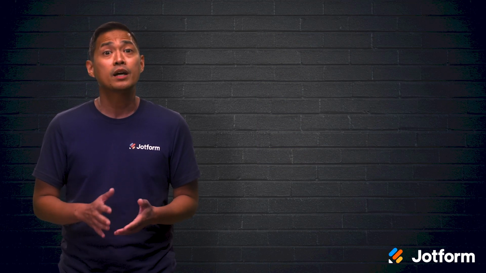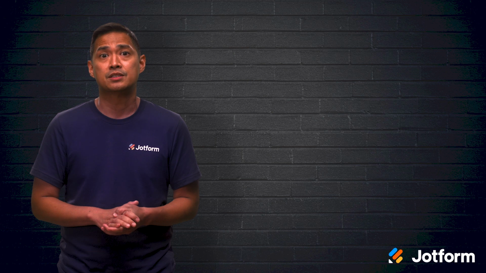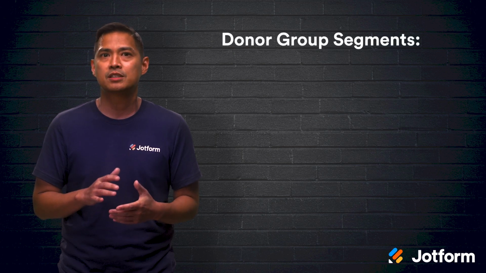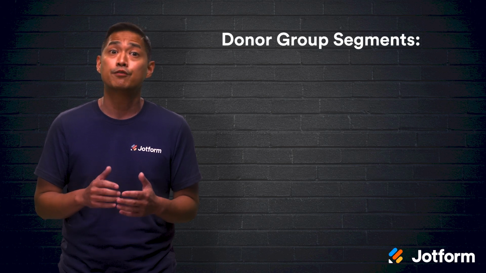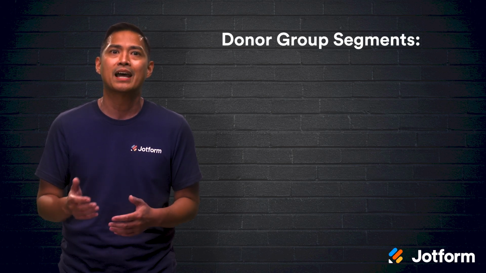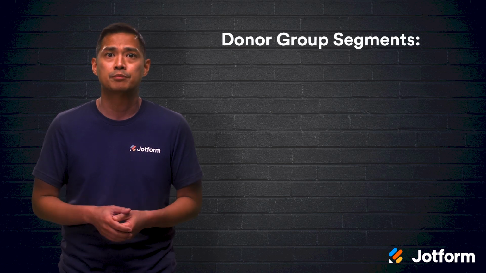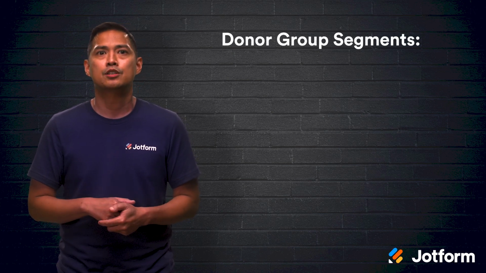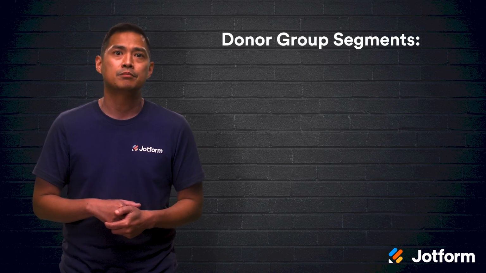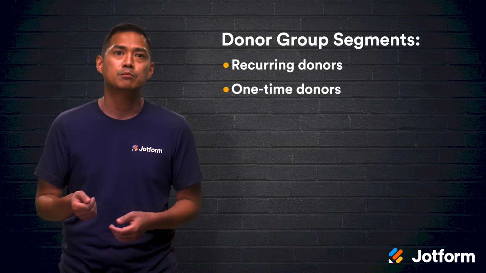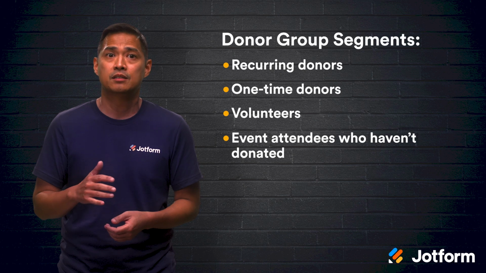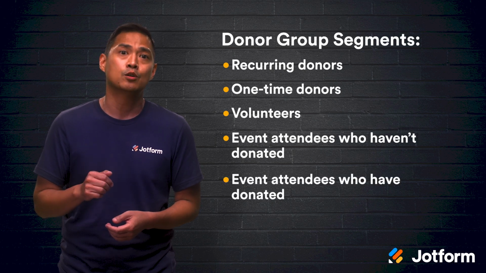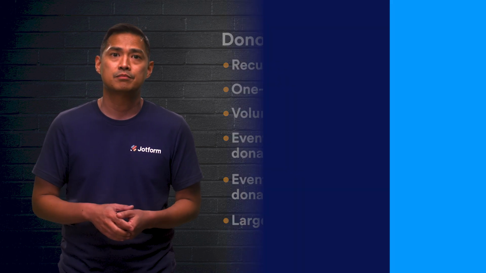To utilize your database in the most efficient way, you'll want to conduct additional work to organize it. This is where donor segmentation comes in. This strategy categorizes donors into different groups that will help you determine how to best approach them in the future. Here are some examples you can use in your donor management. Recurring donors, one-time donors, volunteers, event attendees who haven't donated, event attendees who have donated, and large donors.